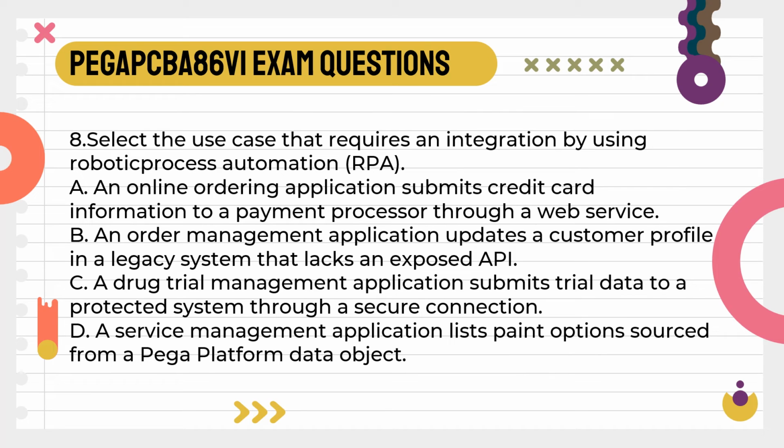8. Select the use case that requires an integration by using robotic process automation, RPA. A. An online ordering application submits credit card information to a payment processor through a web service. B. An order management application updates a customer profile in a legacy system that lacks an exposed API. C. A drug trial management application submits trial data to a protected system through a secure connection. D. A service management application lists paint options sourced from a Pega platform data object.